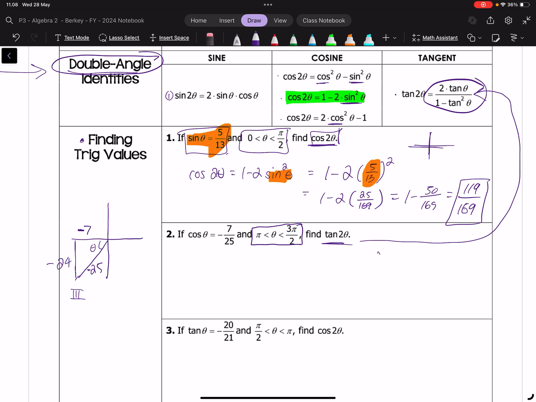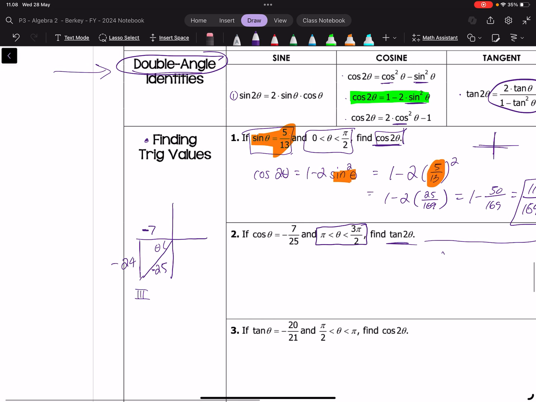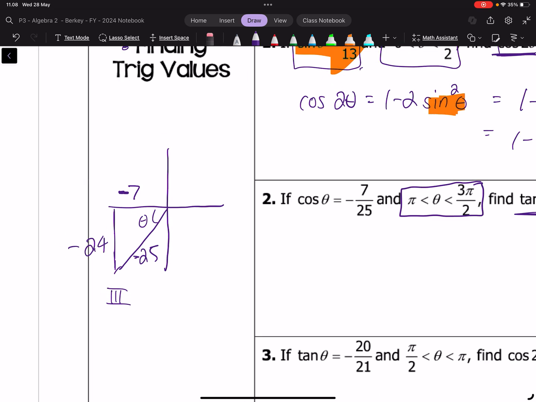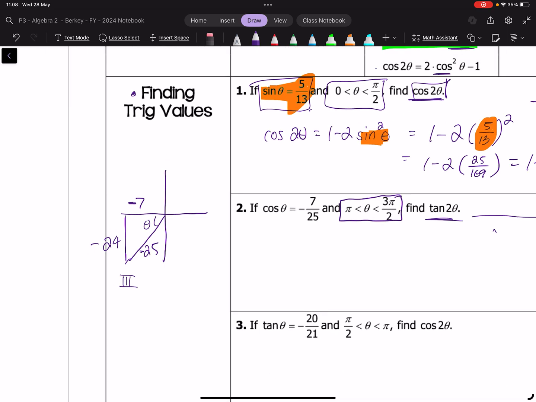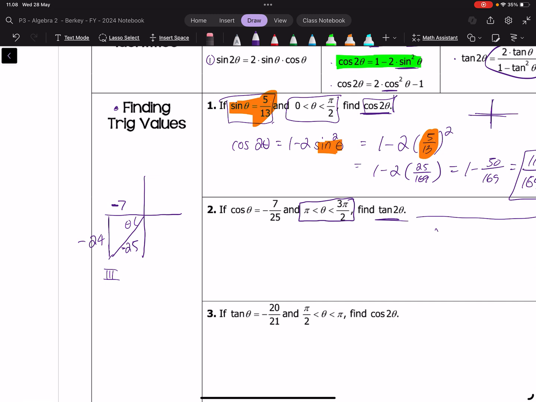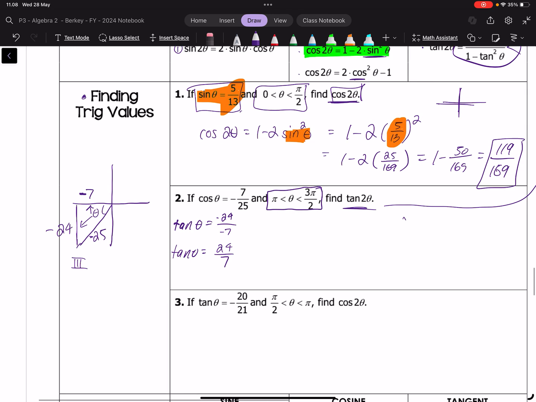But this is a negative because if you look where we are, we're in quadrant 3, so that's going to be a negative number. I know it's a little bit confusing because we're talking about distances on a triangle, but we're working in the coordinate plane, so that is a negative 24 there. Now, how does that help us? Well, from there, we know that tangent of theta is equal to the opposite, negative 24, over adjacent, negative 7. So tangent of theta is equal to 24 over 7.